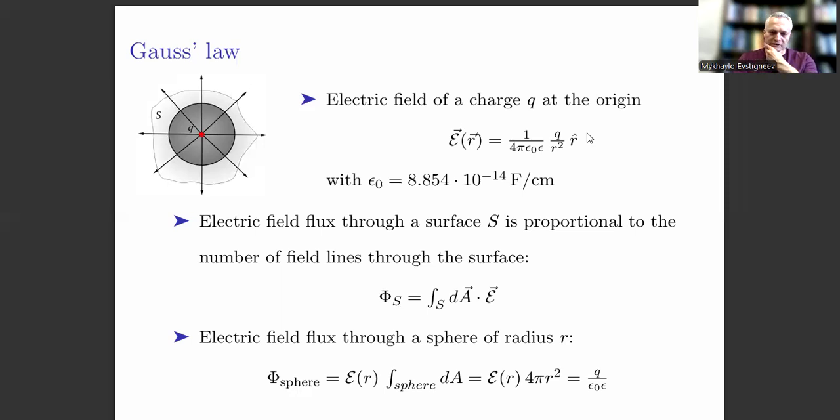All right, so that's our favorite Coulomb's law. Now, let us define the concept of the electric field flux.